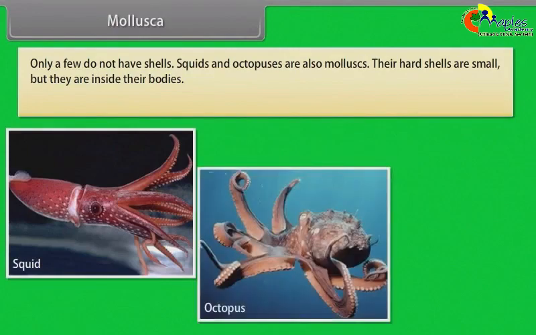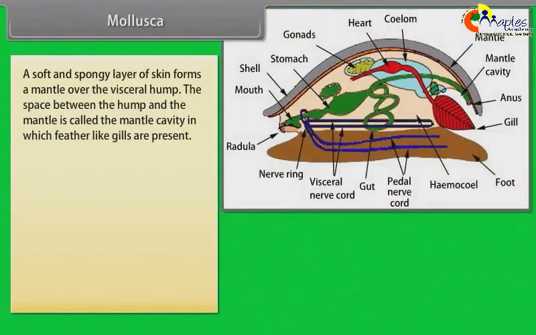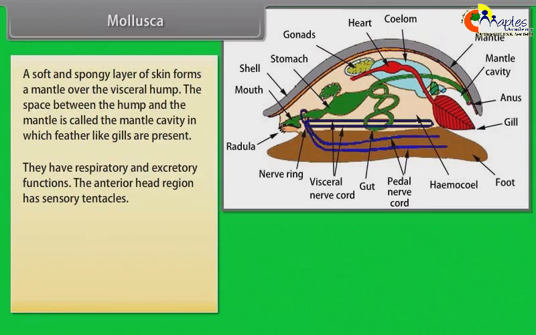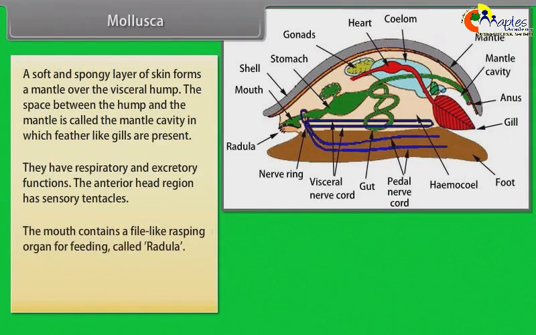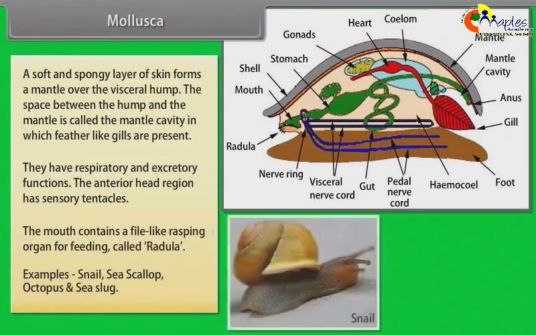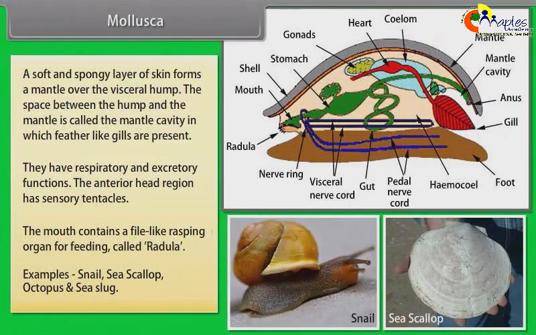Squids and octopuses are also mollusks. Their hard shells are small, but they are inside their bodies. Example: octopus and sea slug. A soft and spongy layer of skin forms a mantle over the visceral hump. The space between the hump and the mantle is called the mantle cavity, in which feather-like gills are present. They have respiratory and excretory functions. The anterior head region has sensory tentacles. The mouth contains a file-like rasping organ for feeding called radula. Examples: snail and sea scallop, octopus and sea slug.